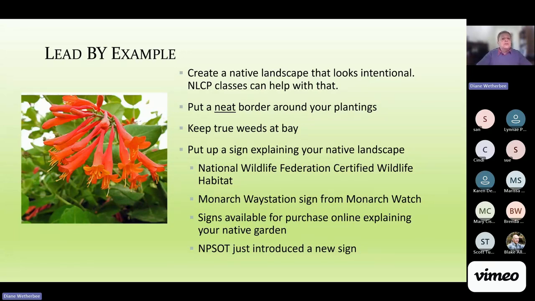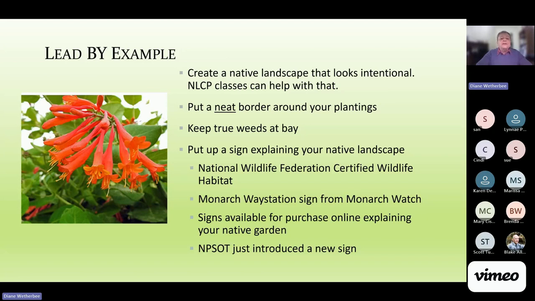Keep the true weeds at bay. Don't let Bermuda grass grow up in between all your plantings. You have to keep the weeds down. And put up a sign. This really helps. It's surprising, but it does. That explains your native landscape.